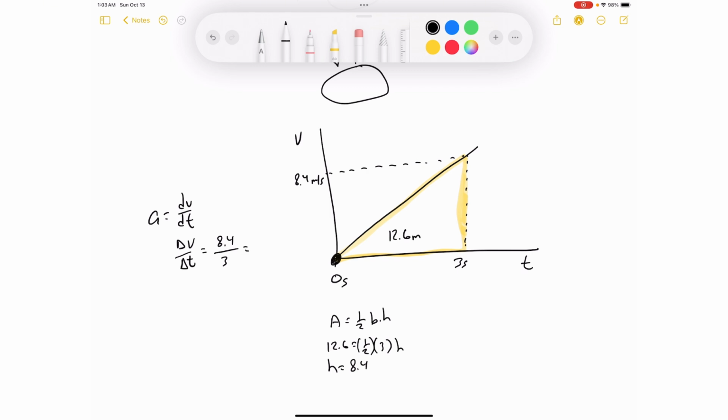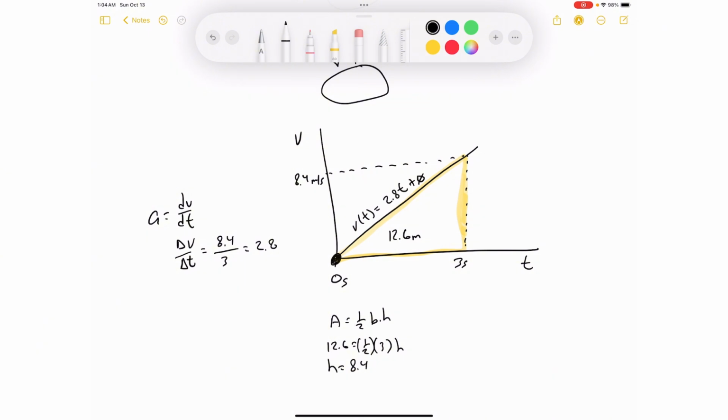So if you do that, you end up with 2.8. That's the slope, and that slope represents the acceleration. You could, if you wanted to, say the velocity as a function of time is 2.8t plus 0, with 0 meaning the y-intercept, or the initial or starting conditions. And so that's the velocity. Okay, so that looks cool.